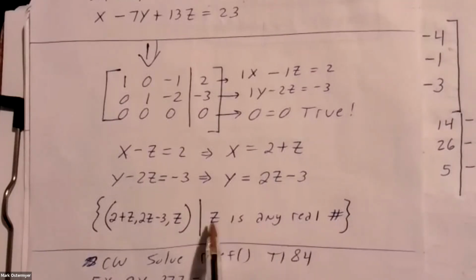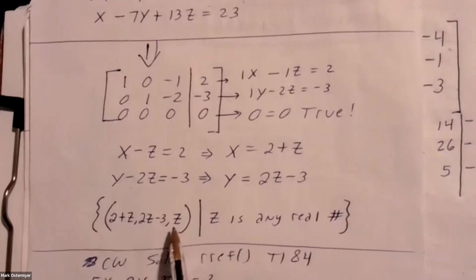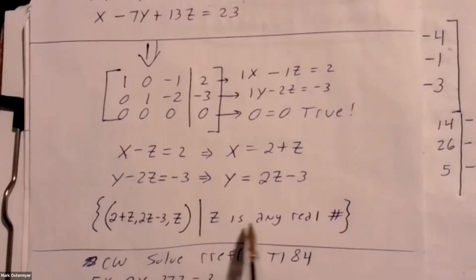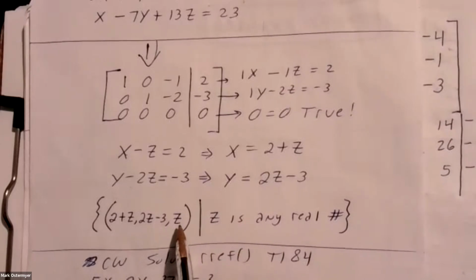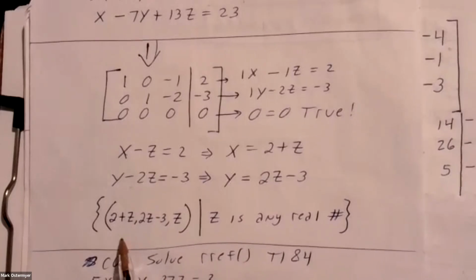So, ladies and gentlemen, you can see why this system has an infinite number of ordered triple solutions, because z has an infinite number of choices. We can assign z an infinite number of real number values. Whatever the z coordinate is, the y coordinate has to be this, and the x coordinate has to be this. That's your solution set. Any questions?